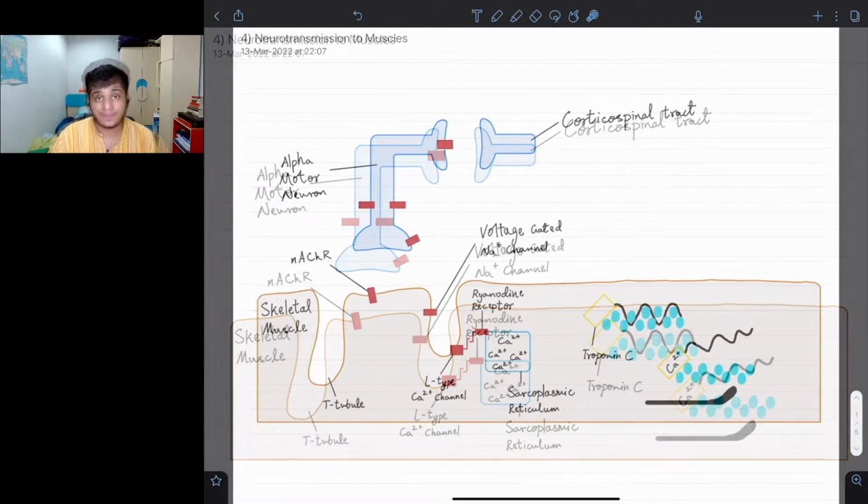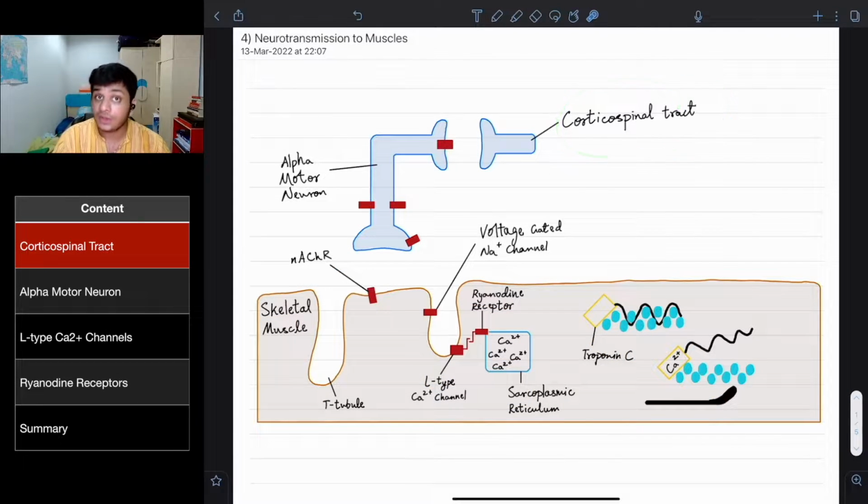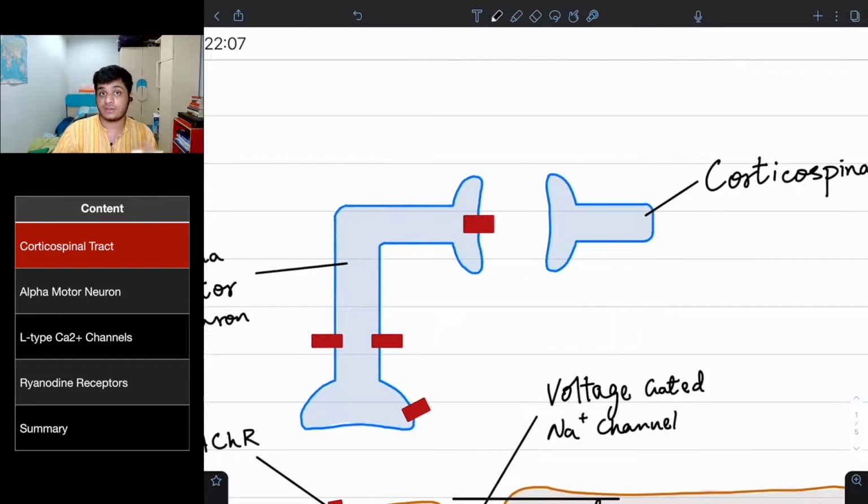So let's get started. The corticospinal tract, which is from the brain, synapses with the alpha motor neuron, which synapses with the skeletal muscle, where it stimulates that skeletal muscle. It releases neurotransmitters such as acetylcholine into the synaptic cleft, which is right here. These acetylcholine neurotransmitters from the corticospinal tract bind to the acetylcholine receptors of the alpha motor neuron. So this is the acetylcholine receptor, which results in influx of sodium ions and efflux of potassium ions.